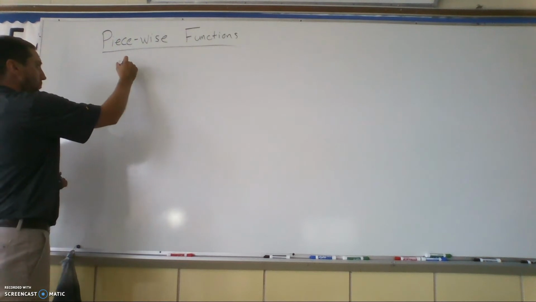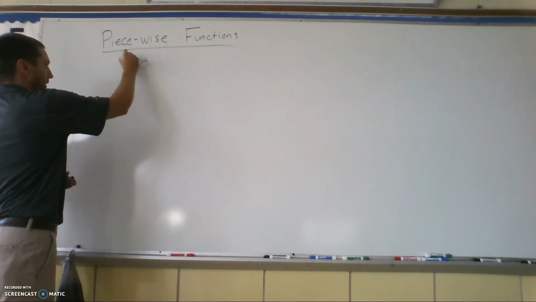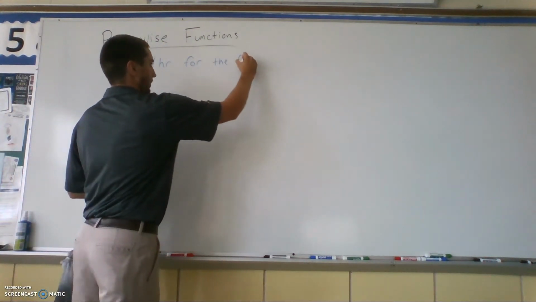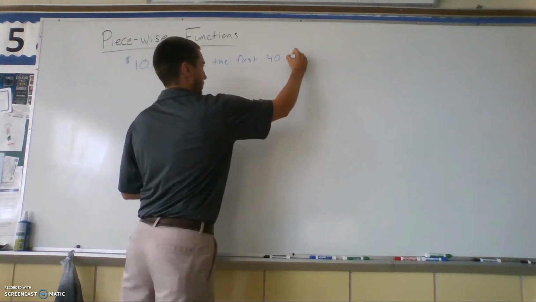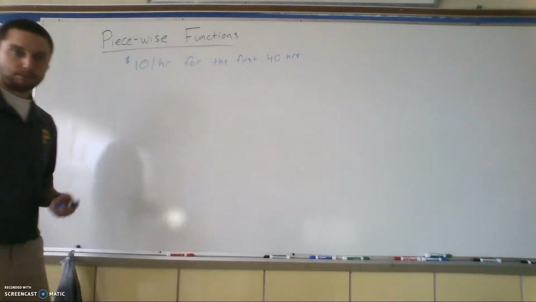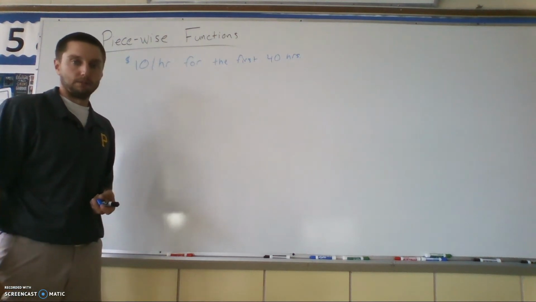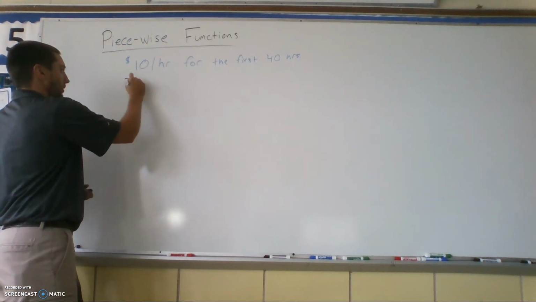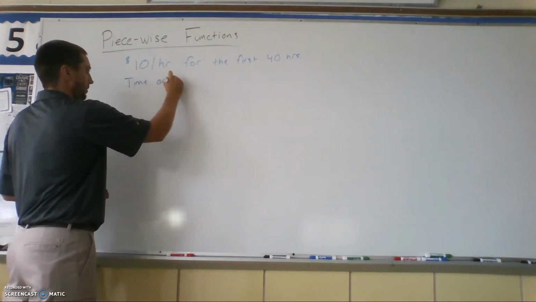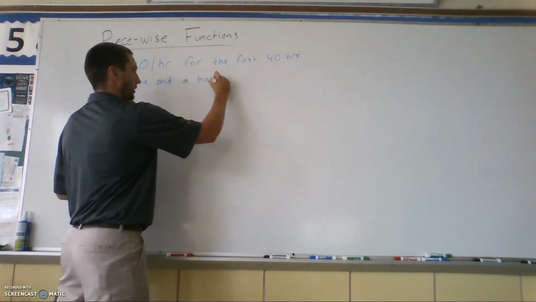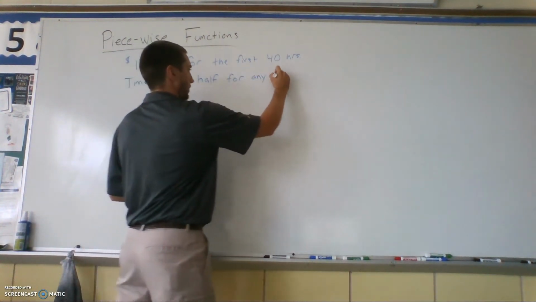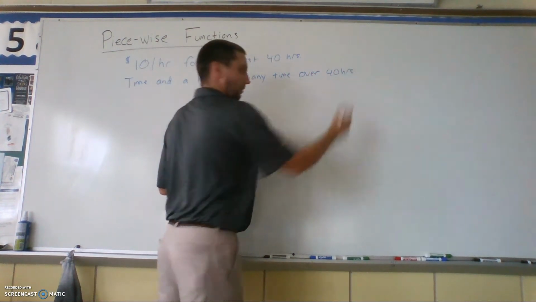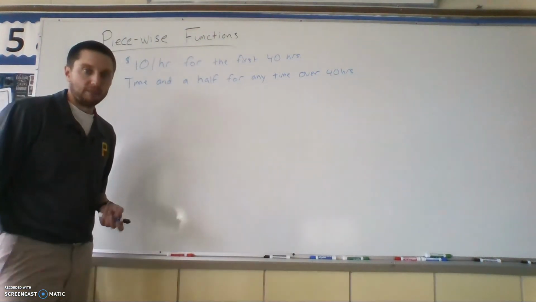So let's say you have a job, and at your job you make $10 per hour for the first 40 hours. So if you work 40 hours a week, you're going to make $10 an hour, and that's your salary. Okay? But if you work overtime, you can make what's called time and a half for any time over 40 hours.